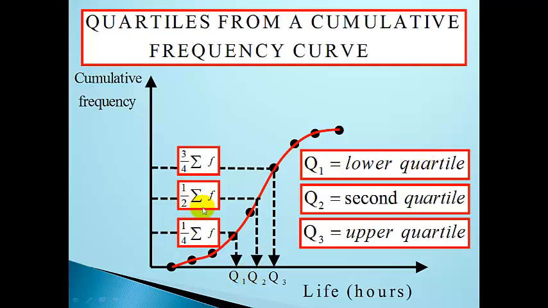When we take half of sigma f and trace it to the x-axis, we have Q2. That is the second quartile, which is the median. And when we take 3/4 of sigma f and trace it also to the x-axis, we have Q3. That is the upper quartile.